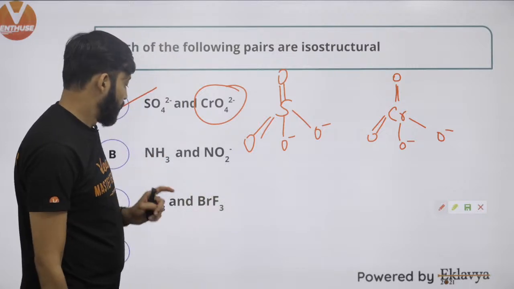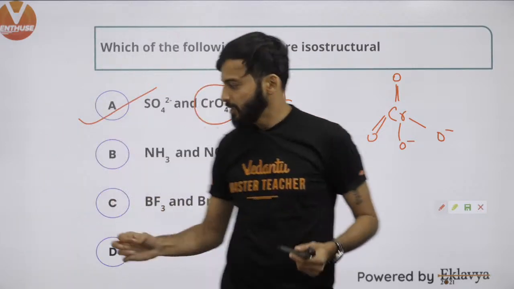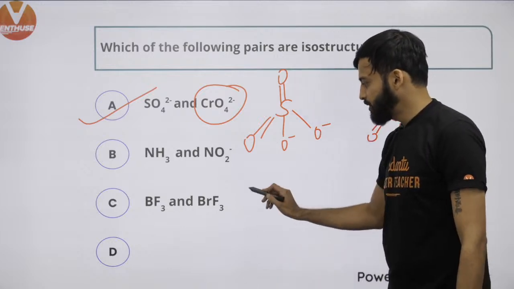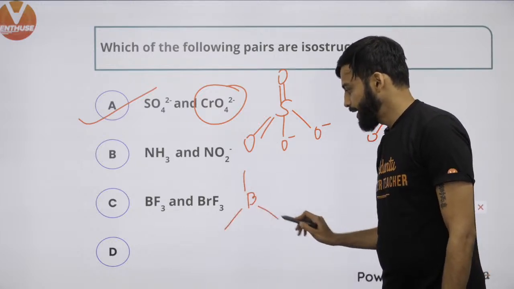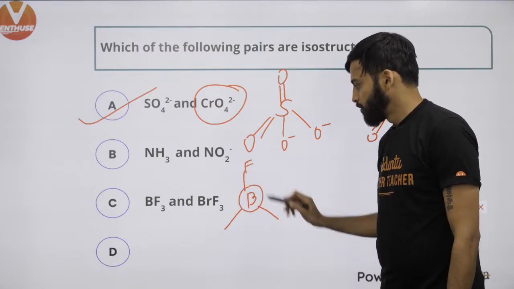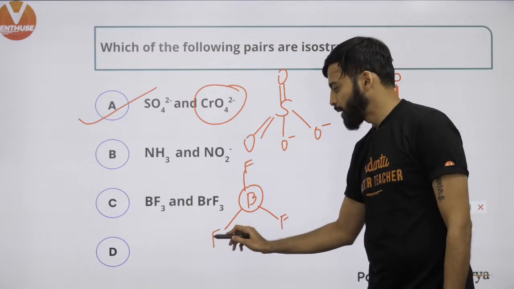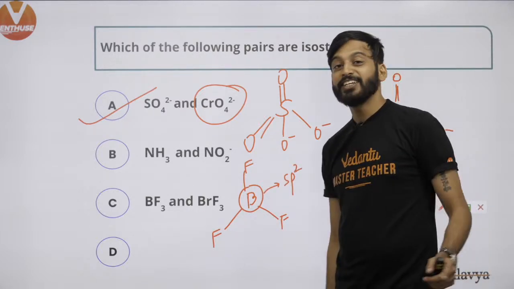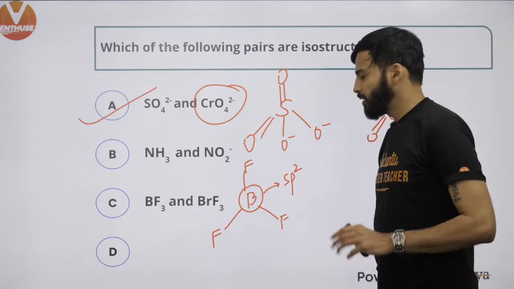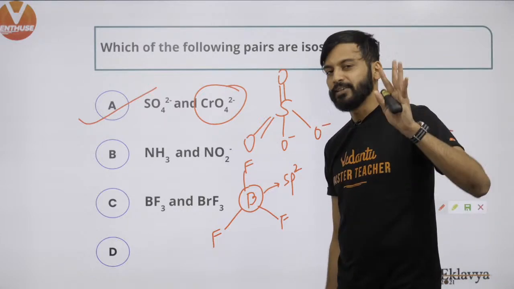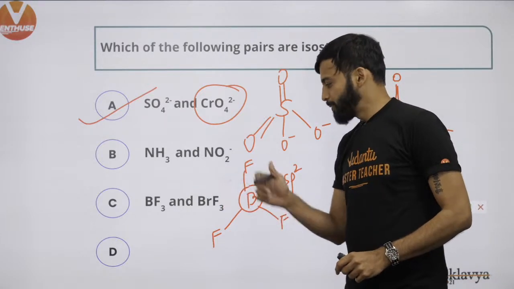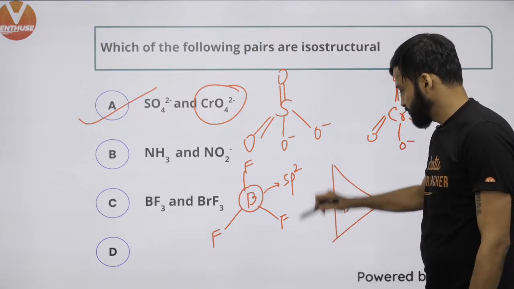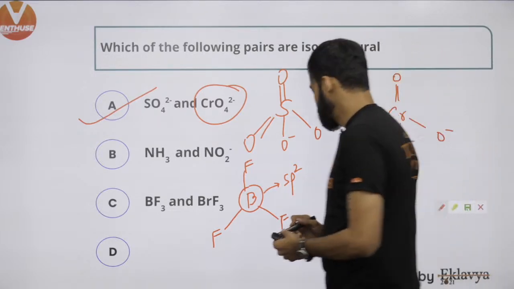Theek hai? Chalo. Some of you are saying option C. I'm sorry, it is a wrong answer. BF3 is sp2 hybridized, whereas BrF3 is sp3d. Let me draw the structure.